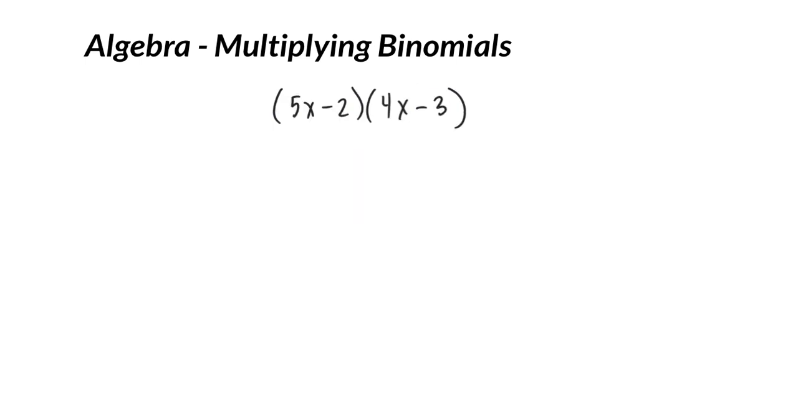Let's do another one. All right, same thing. We're going to take my 5x and multiply that by both of these other pieces. So 5x multiplied by 4x is 20x squared. 5x multiplied by negative 3 is negative 15x. Then let's do the negative 2 multiplied into both of these things. So negative 2 times 4x is negative 8x. And negative 2 times negative 3 is a positive 6. And you'll notice now I do have 2 like terms here, just single x to the first power. So negative 15x minus 8x can be combined. So I have 20x squared minus 23x plus 6.